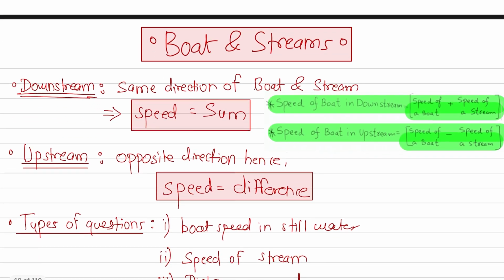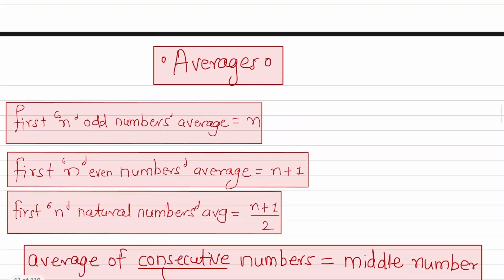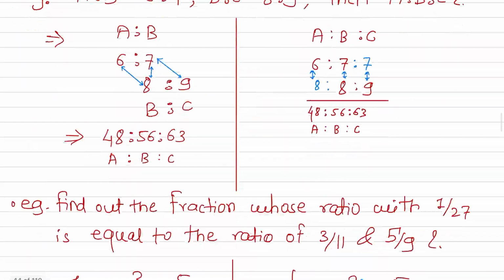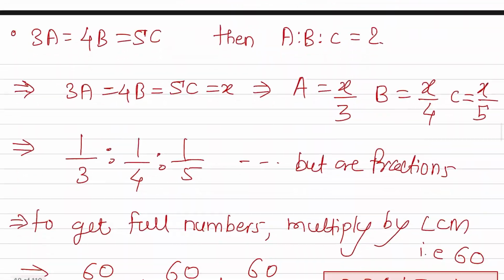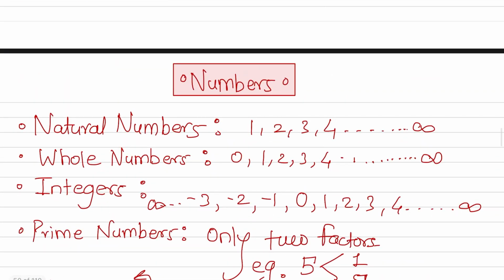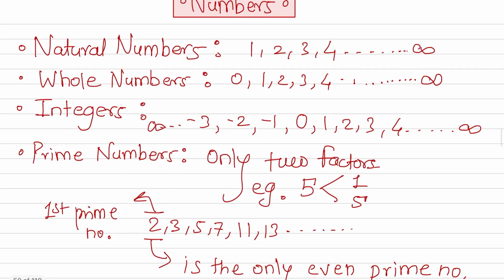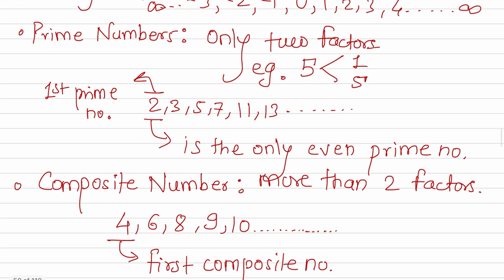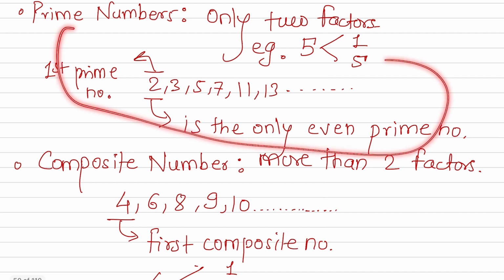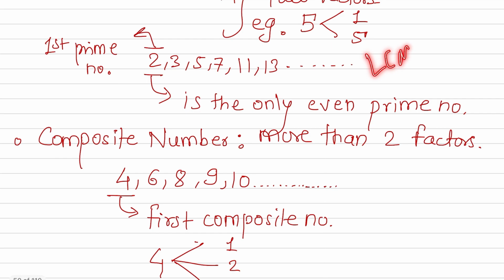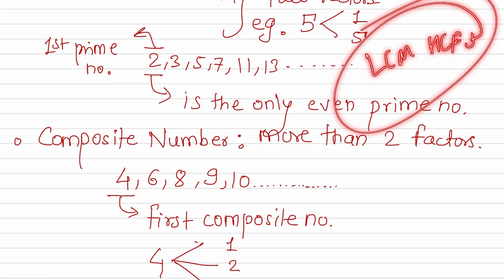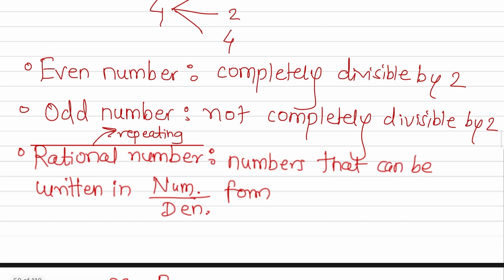boat and streams, averages, ratio and proportion, numbers. Now again, this is a very confusing aspect of numbers: natural numbers, whole numbers, integers, prime numbers, right? You even have to remember a few prime numbers. It comes very handy while solving questions, especially in LCMs and HCFs. Then we have composite numbers.